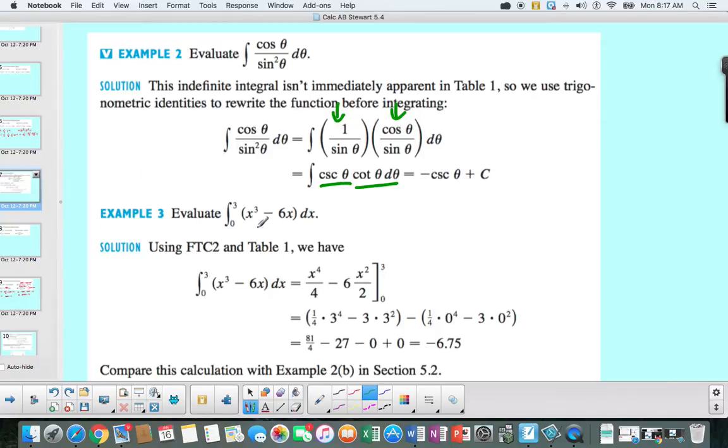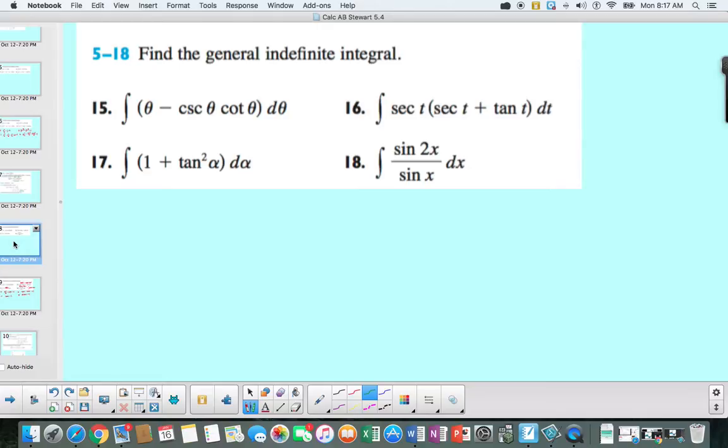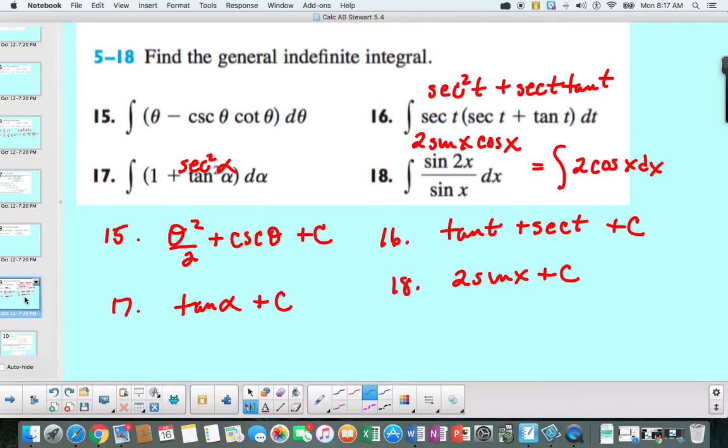Now this is a definite integral. It's going to yield a number. We're going to find the antiderivative of each and evaluate from 0 to 3, and we're going to get our net change. Your turn. Go ahead and try to find the indefinite integral for these 4 problems. And here are the answers.